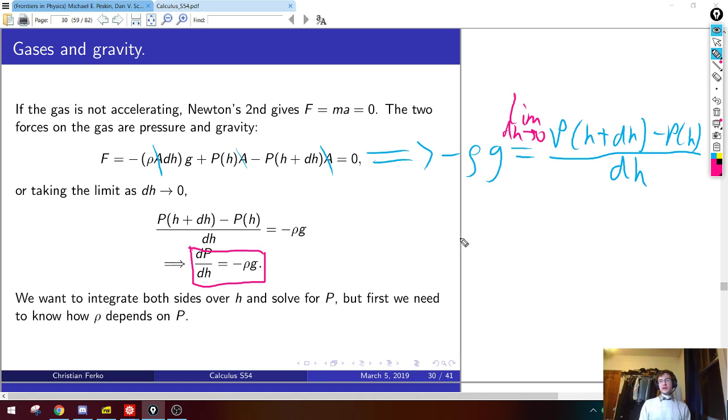So just by using Newton's law, we found an equation that tells you about the derivative of pressure with respect to height, and it relates it to the density. So we'd like to use integrals to solve this, right? We would like to just integrate both sides over h, and then we would have our answer for what is the pressure as a function of height.